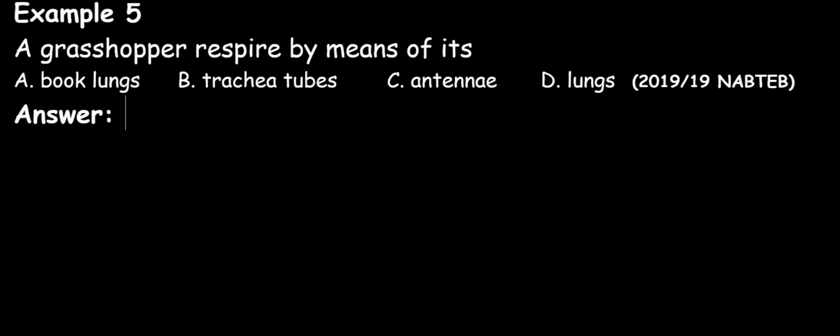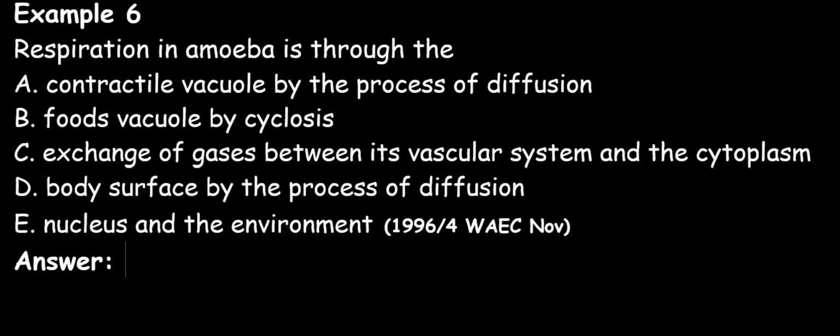So our next question says, a grasshopper respires by means of its A. book lungs, B. tracheal tubes, C. antenna, and D. lungs. The answer to this question is B, because grasshoppers respire by means of tracheal tubes.